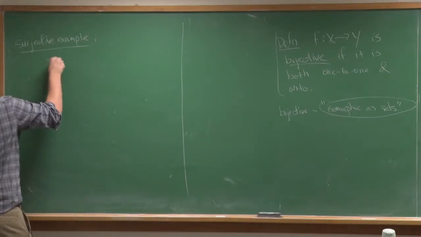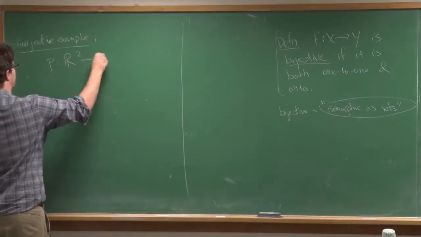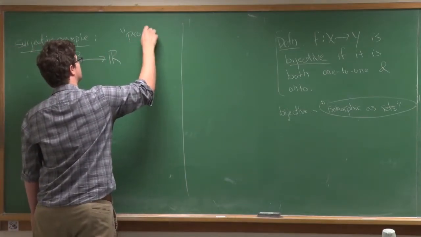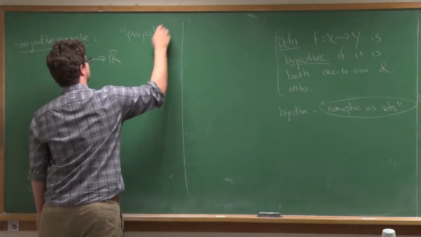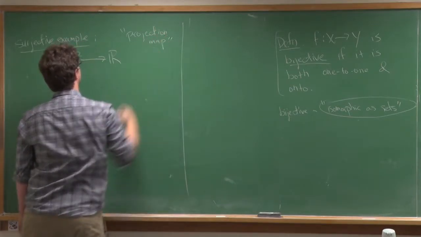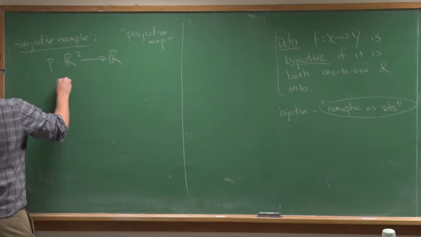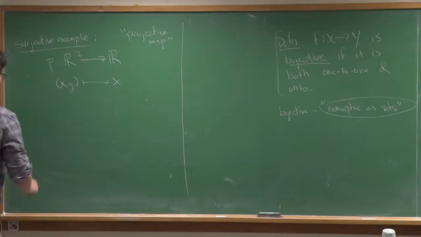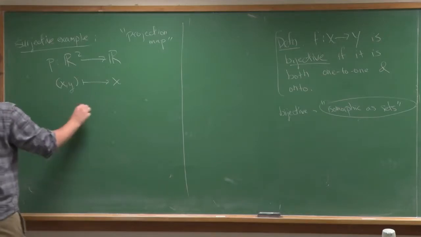Okay, we'll define this map P. I'm using the letter P because sometimes this is called a projection. It takes (x, y) and we'll just map it to x. Okay, so here's the picture.